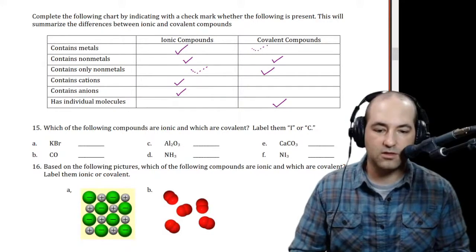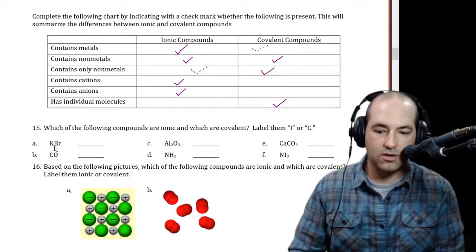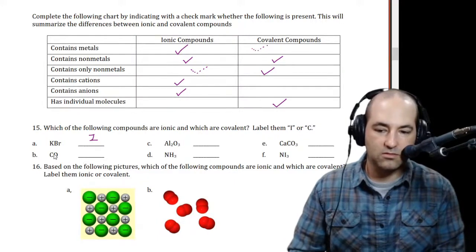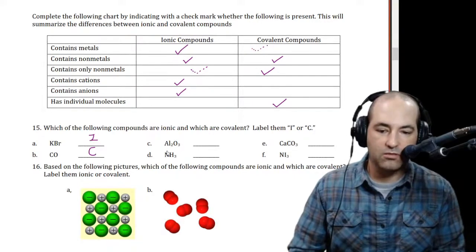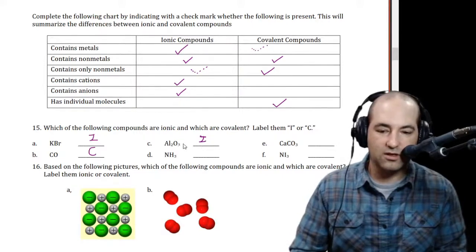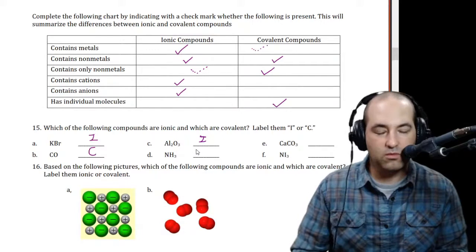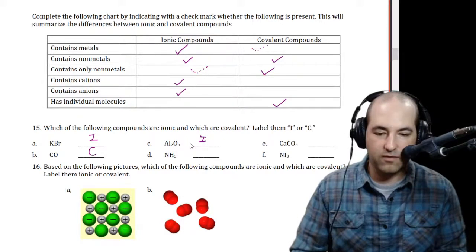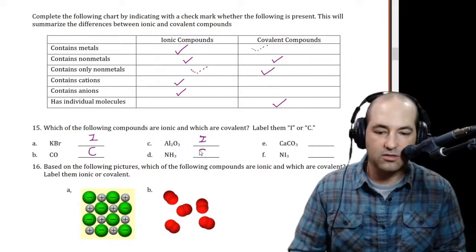All right, you have a chance to look through those. Let's see. So KBr, I'm going to say that looks like a metal and a nonmetal. So I'm going to guess that's ionic. CO, that's two nonmetals. Call that covalent. Aluminum and oxygen, I'm going to call that ionic, although realistically that's a little trickier, but we're going to refer to that as ionic. NH3, all nonmetals, covalent.